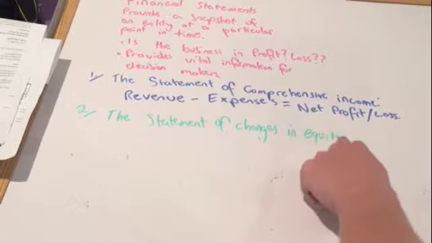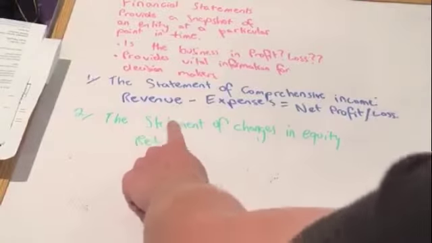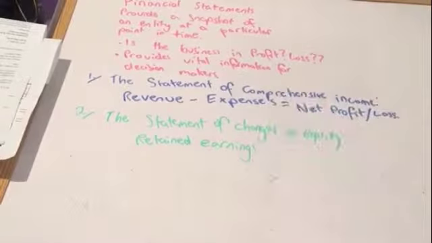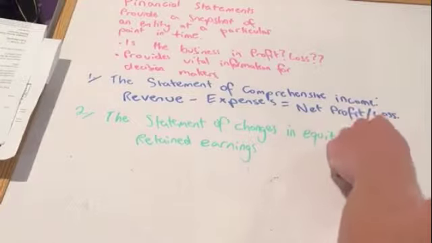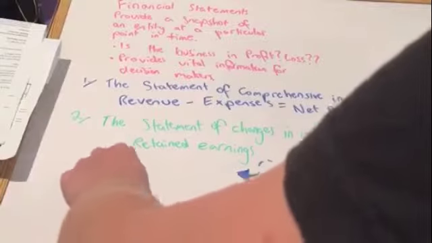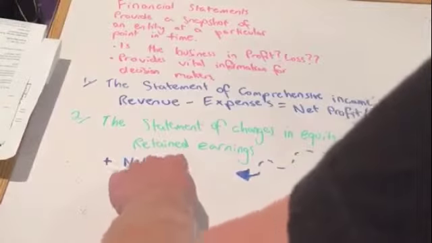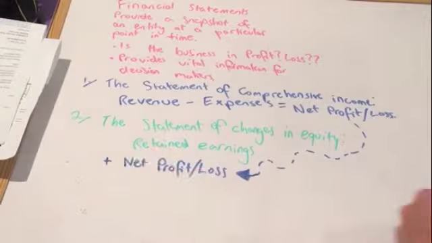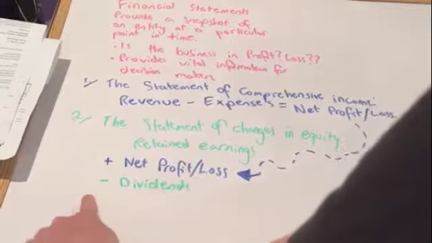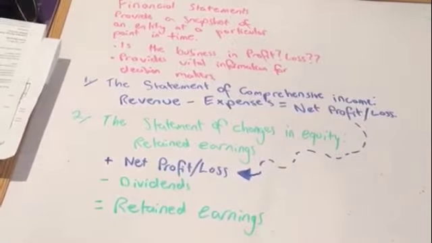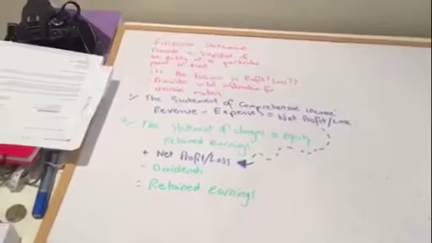Firstly, the statement of comprehensive income is revenue, which is inflows, minus expenses, which is outflows, equals net profit or loss. Now this interrelates with the statement of changes in equity, which demonstrates that retained earnings needs to incorporate plus or minus net profit and loss. So this retained earnings or beginning balance, plus or minus net profit or loss, also including minus dividends or drawings, gives us our retained earnings at the end of the corresponding period or our ending balance.